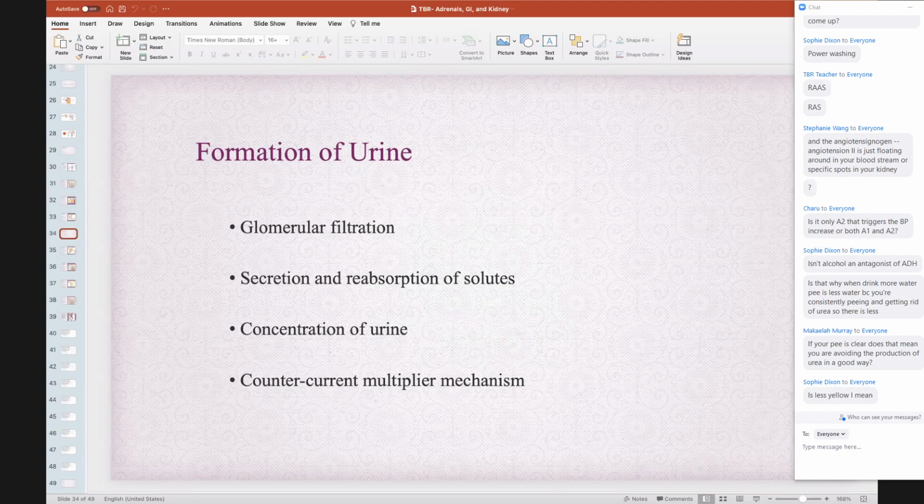So let's see. If your pee is clear, does that mean you're avoiding the production of urea in a good way? No, it's more of we're just diluting the heck out of that urea.